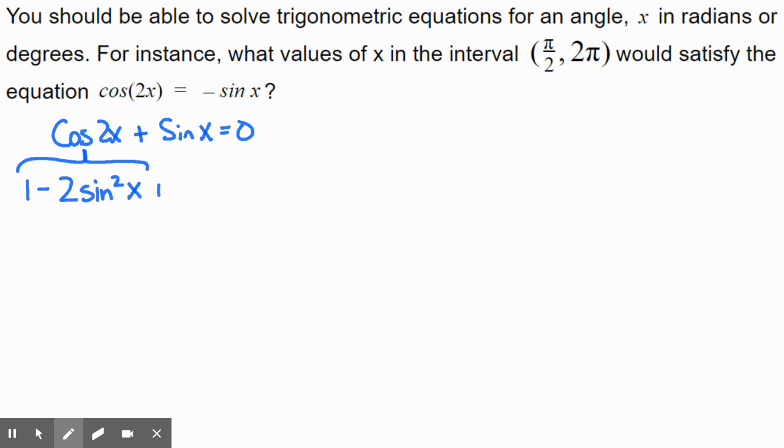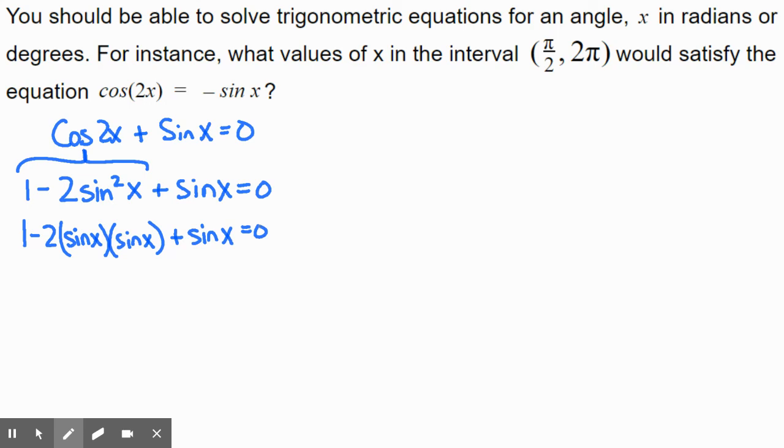So now we're going to put the other part back in there. The thing that made me want to do that is that if you can get it all into one function, that changes everything. Now we're all in terms of sine x, because sine squared x is just sine x times sine x. All right, so that's that.